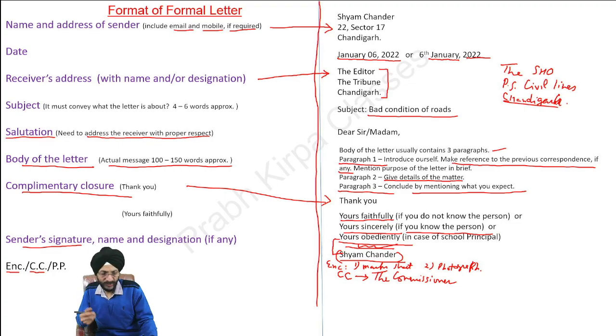Sometimes the situation may arise that you are working in an office and you are the junior officer and you are writing the letter on behalf of your senior officer. Suppose Shyam Chandra is the senior officer and you are writing on his behalf, but Shyam Chandra is not present in the office, but the letter is urgent and Shyam Chandra has already advised you to write the letter to the editor. So you will put here PP. PP means on behalf of. You will sign it with your signature. You are not Shyam Chandra, but you are writing on behalf of Shyam Chandra. So you will use PP.